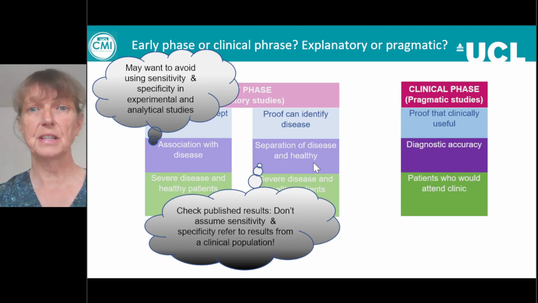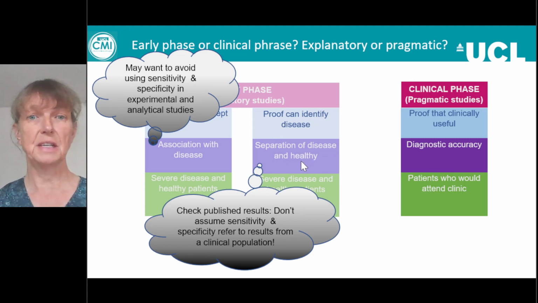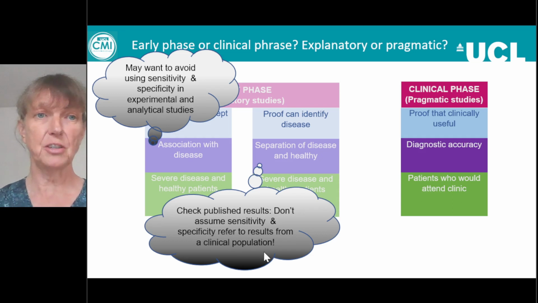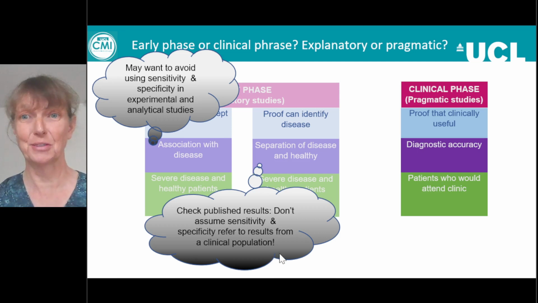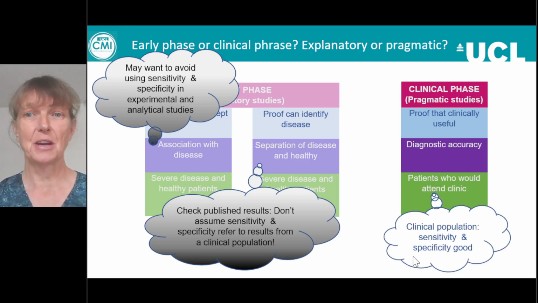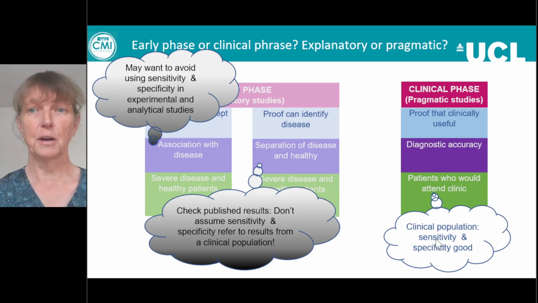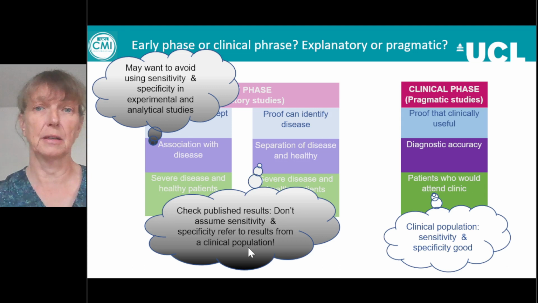And when you're getting to these studies where you're doing the proof of concept of separating diseased and healthy, if you're looking at published results, really check very carefully, because these studies are quite likely to use sensitivity and specificity, and make sure that they're actually talking about a clinical population, and it's the same clinical population you're interested in. That's great. We can use sensitivity and specificity in that final clinical phase, and these are the studies where, for our systematic review, we want to extract those results. We don't want the results from these two types of studies. They're not going to be helpful to understanding how a test will perform in clinical practice.